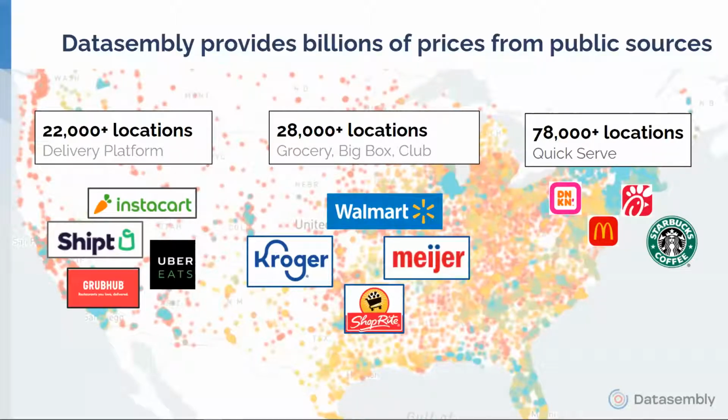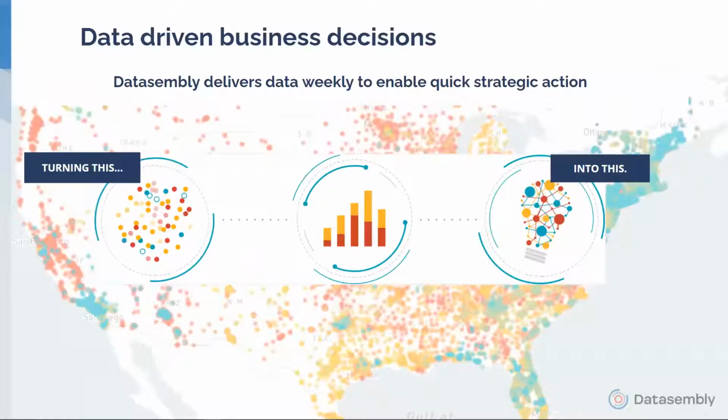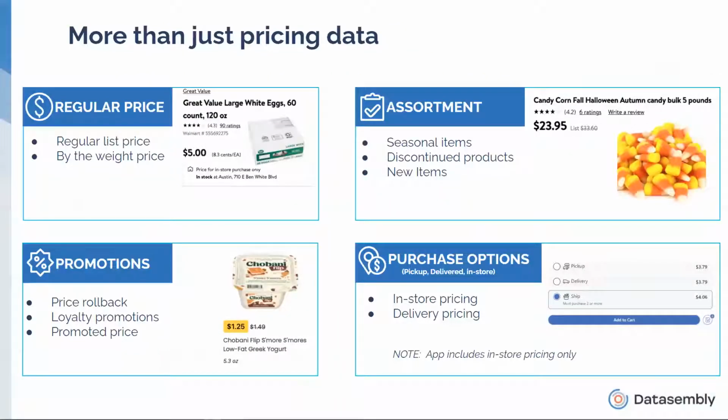So billions of data points every single week from public sources. We take that jumble of dots, and those will become very meaningful for you here in a minute, where each dot represents an actual physical store location, colors represent price, and we turn that into organized insights that we can help you with. We're capturing more than just pricing data: regular price and by-the-weight price, promotional prices, EDLP plus those rollback prices or loyalty promotions. We show you how that all comes to life and the historical information that will help you make decisions there.